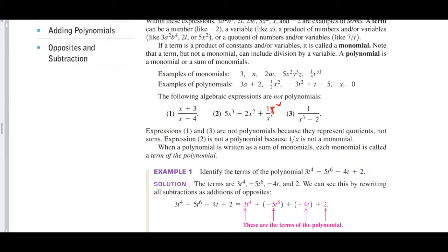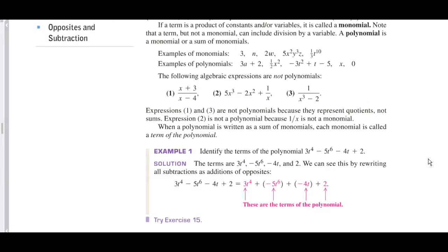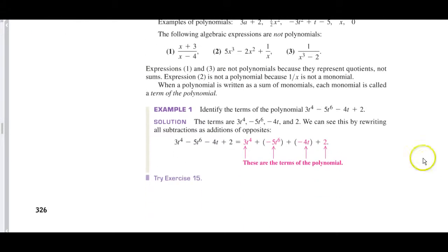Okay, so we'll take a look at some of these, and we might be able to go through it quickly. Okay, identify the terms. Well, there's a negative sign, there's a negative sign, there's a positive sign. So this is a term, this is a term, this is a term, and this is a term. So this one has 4 terms.